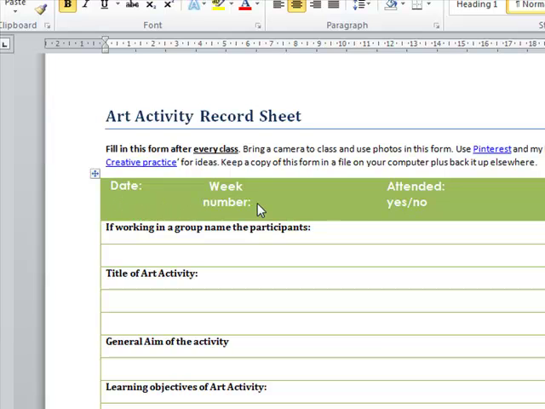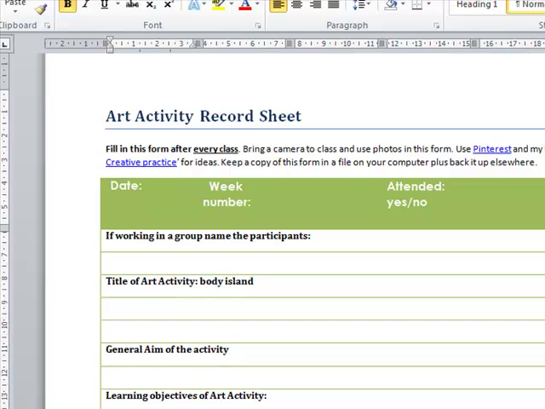So fill in the date, the week number, whether you attended or not. If you're working in a group as a participant, name those participants. The title of the activity. So for example, it might be Body Island. And the date, let's go back up there, we'll just put it in just for the sake of doing it. Okay. And the week number, I think it's week 3. And attended, yes.